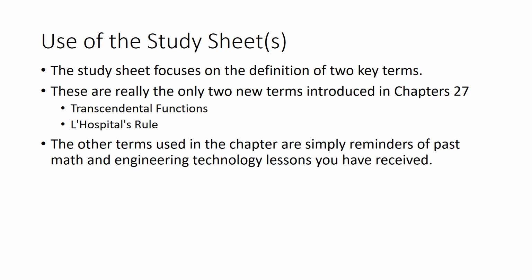So the other terms used in the chapter are really reminders of past math and engineering. So if you're kind of rusty on that, feel free to look back to Chapter 20, all those trigonometric identities. Once again, you don't have to memorize those, but you do need to know how to look them up.